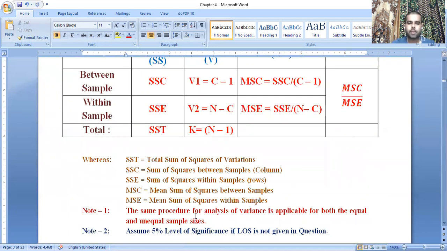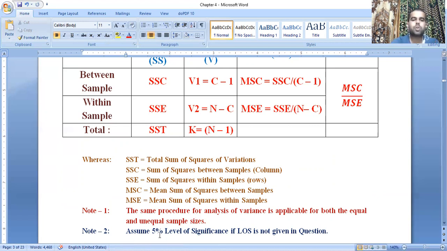In A, there are 5 samples. In B, only 3 samples. In C, all 5 samples are available. In D, only 2 samples. B and D have unequal values, but A and C have equal values. The same procedure we follow for equal values is applicable for unequal values also. This is note number 1.